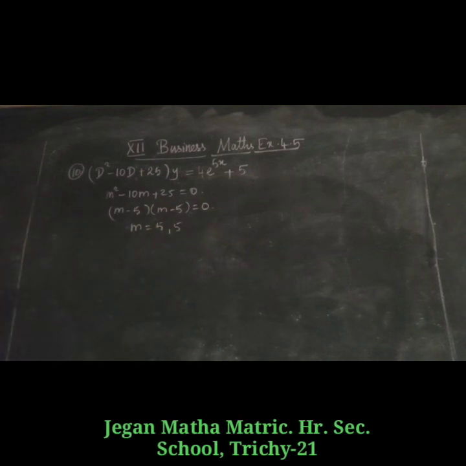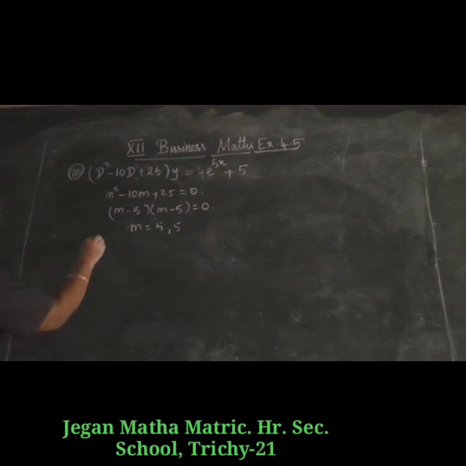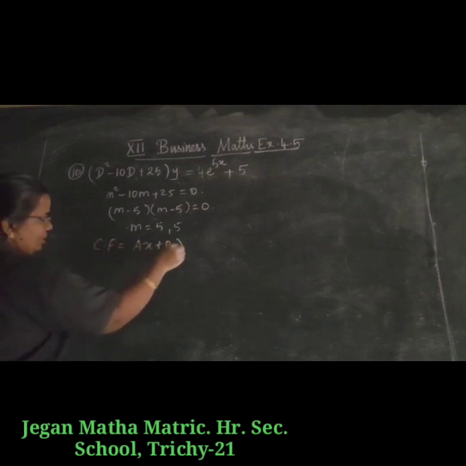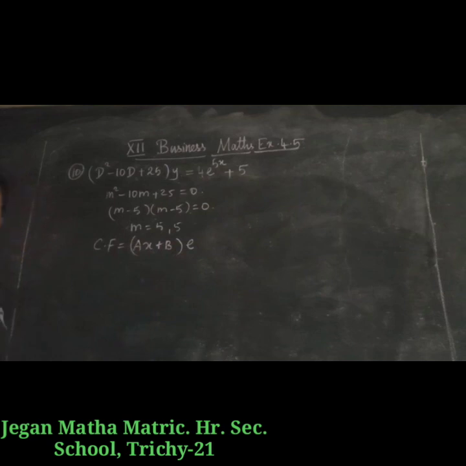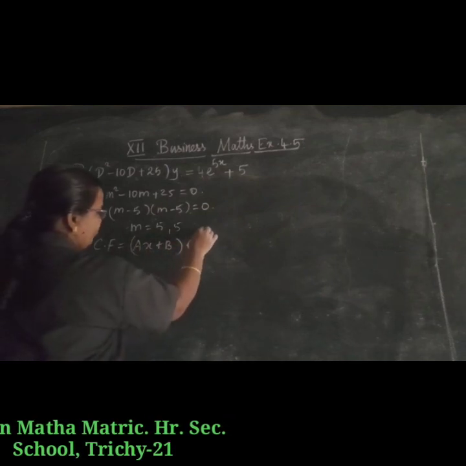So what is CF? The complementary function is equal to (ax plus b) into e power alpha x, that is e power 5x. So it is (ax plus b) into e power 5x.